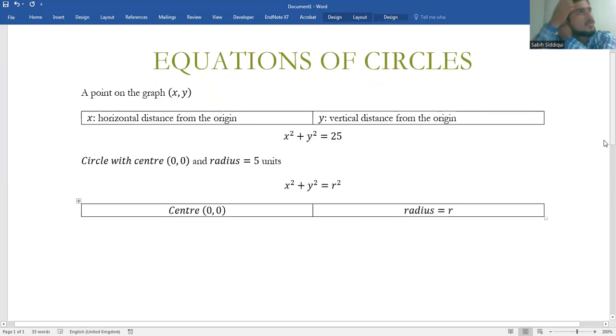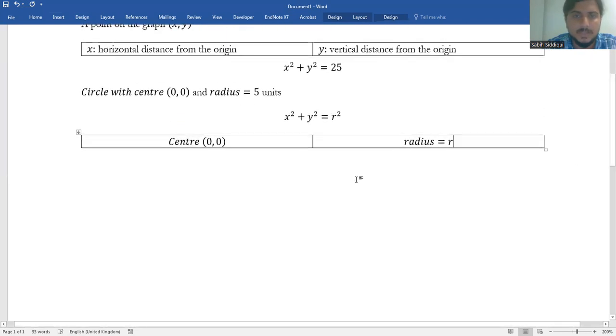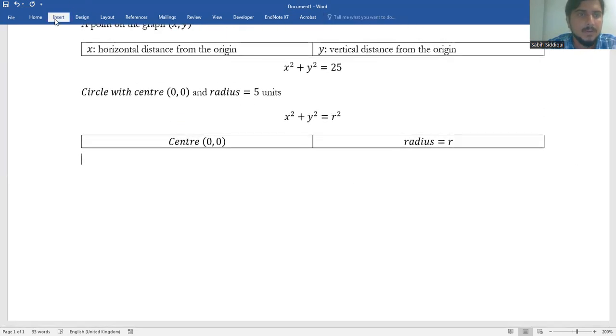Let's go through a few examples. If you want a worksheet, you can always request it and we'll have a look at it.